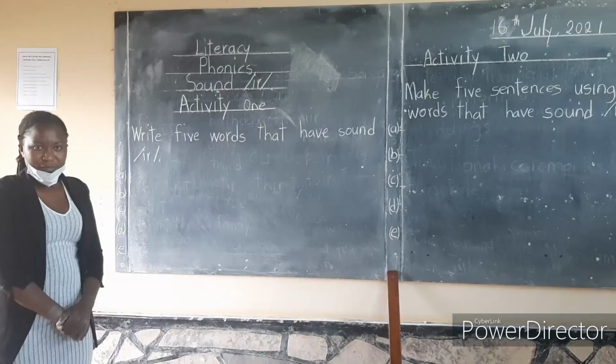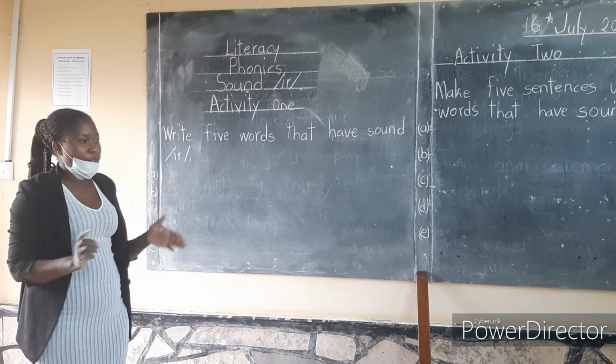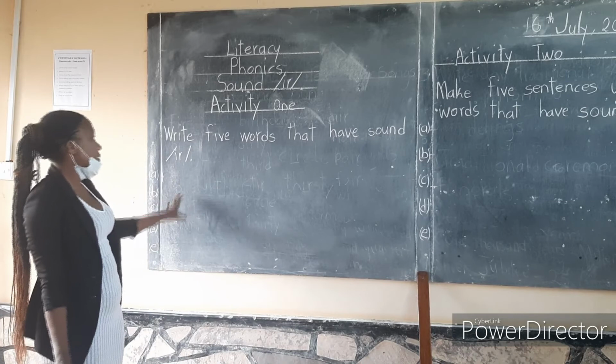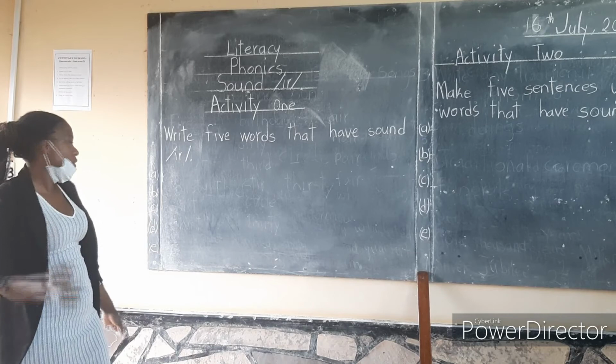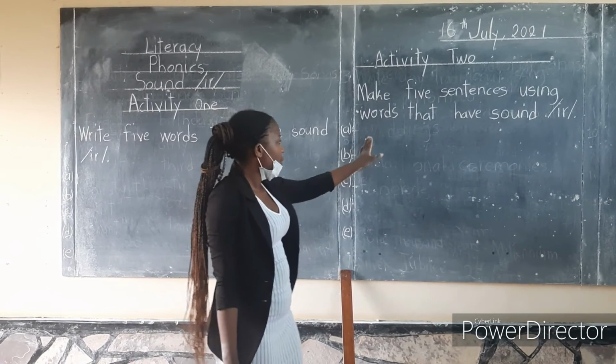Okay, so you are with me on the board here. There are two activities. Remember, I said to write like what I wrote on my chart. Now it's different for you. Activity one, you write words. Activity one is saying write 5 words that have the sound er. So you write 5 words here. Okay, activity two. You make 5 sentences using the words that have the sound er. So you make 5 sentences here.